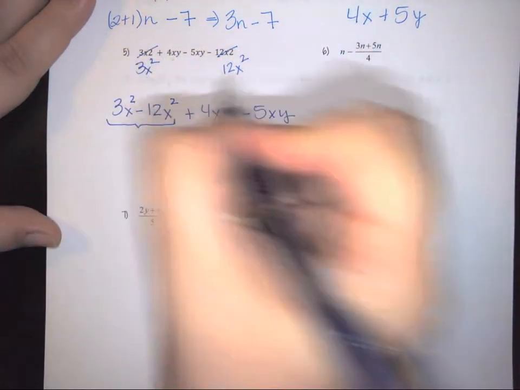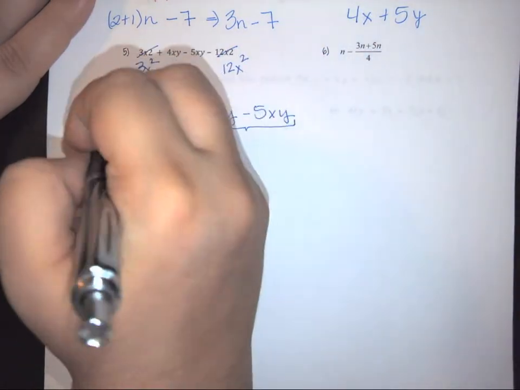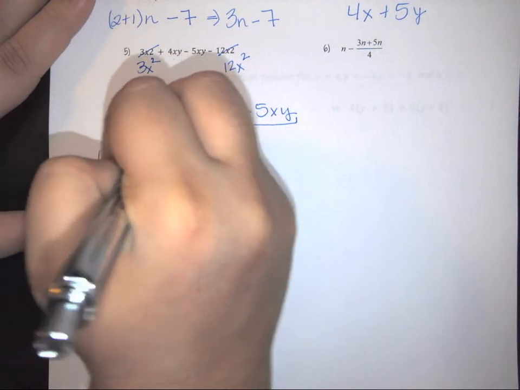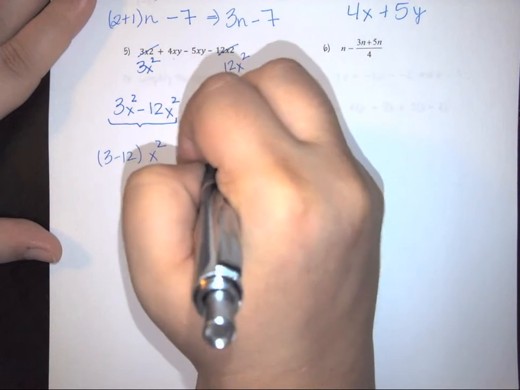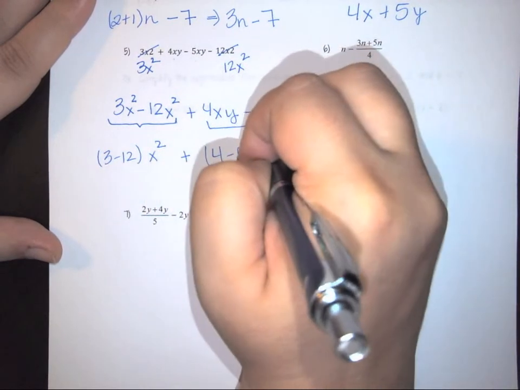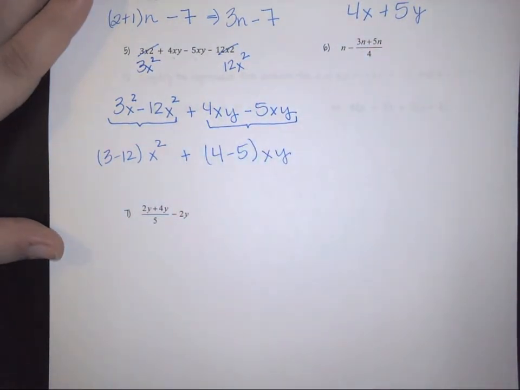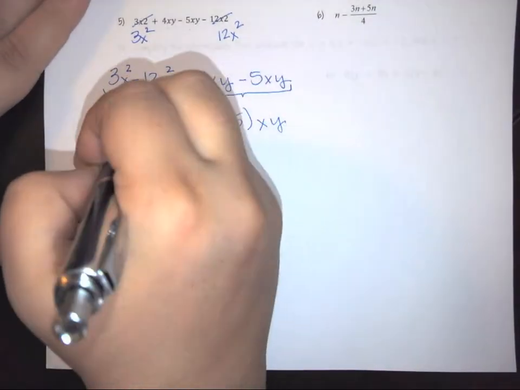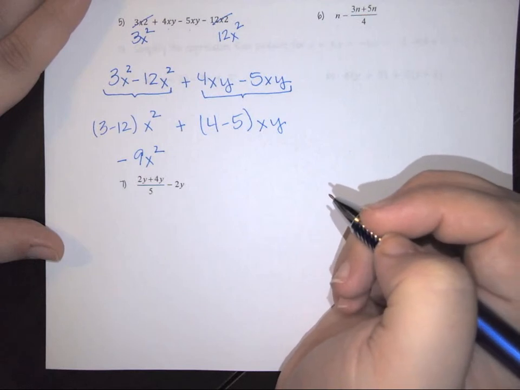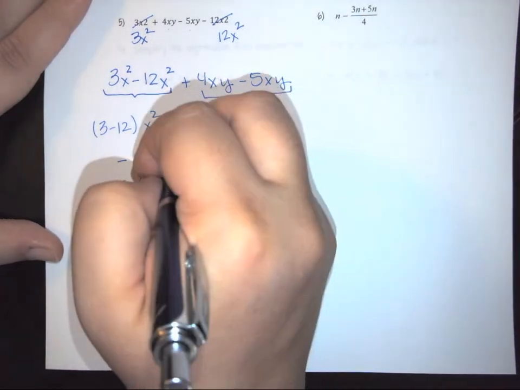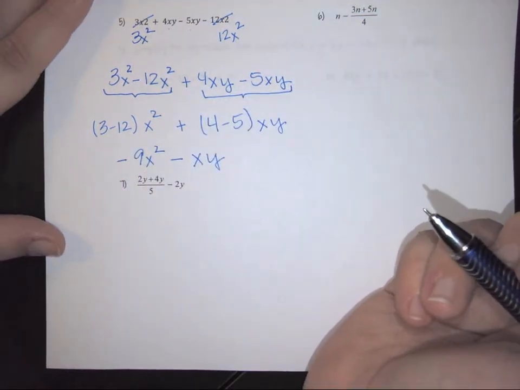Again, this is my first terms together, this is my second terms together. So this is going to be the same as 3 minus 12, and that x squared is along for the ride. I'm adding that to 4 minus 5. And my variable here is going to be xy. 3 minus 12 is going to be negative 9x squared. 4 minus 5 is a negative 1xy. This is your solution.